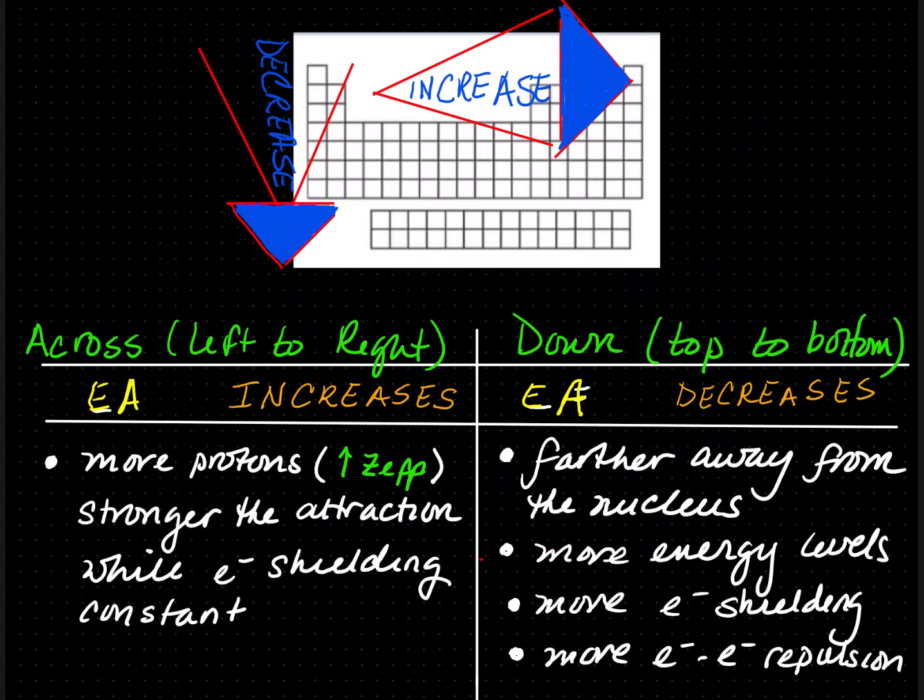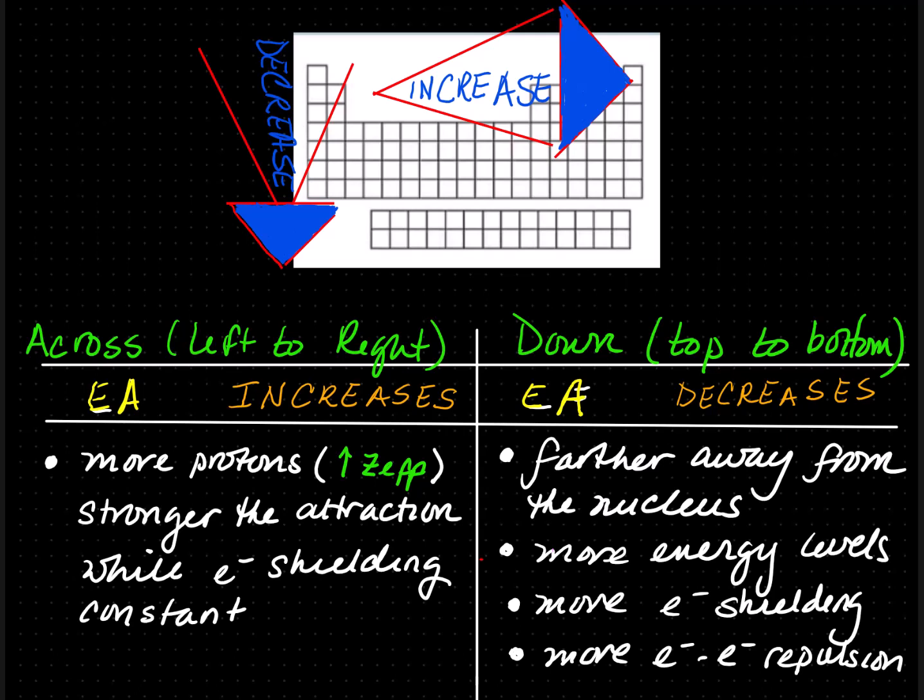The general trend for electron affinity follows ionization energy. As I go across, left to right, electron affinity increases because there are more protons, so stronger attraction, while electron shielding remains constant, so there is a higher effective nuclear charge. Down the periodic table, electron affinity decreases because it's further away from the nucleus, with more energy levels, more electron shielding, and more electron repulsion, so effective nuclear charge decreases.